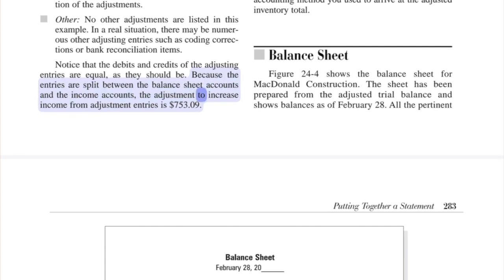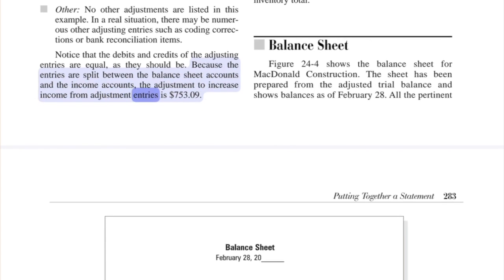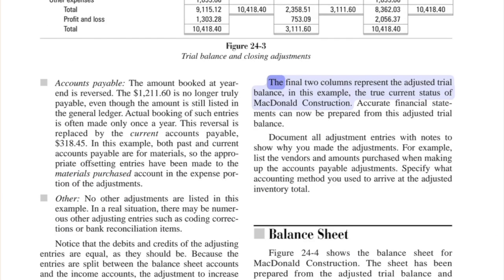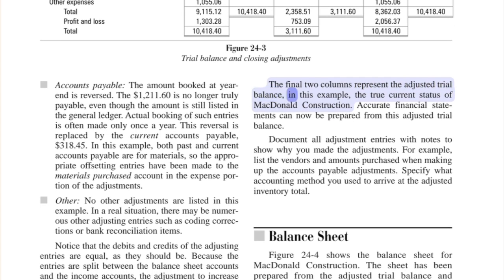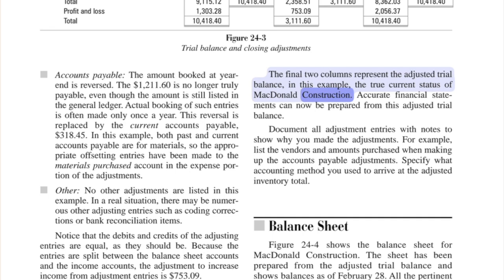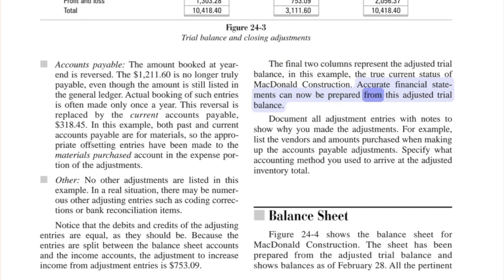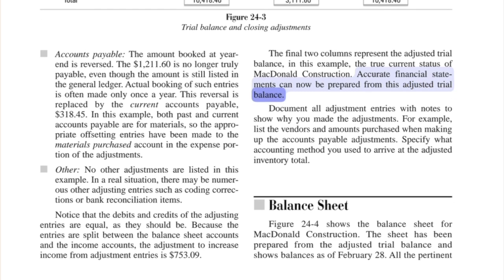The adjustment to increase income from adjustment entries is $753.09. The final two columns represent the adjusted trial balance. In this example, it shows the true current status of McDonald Construction. Accurate financial statements can now be prepared from this adjusted trial balance.